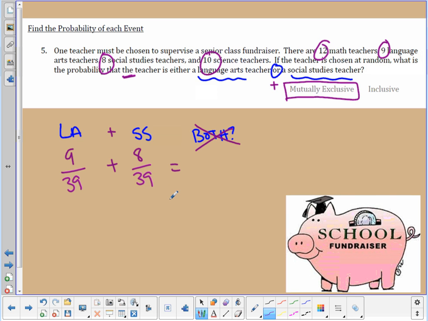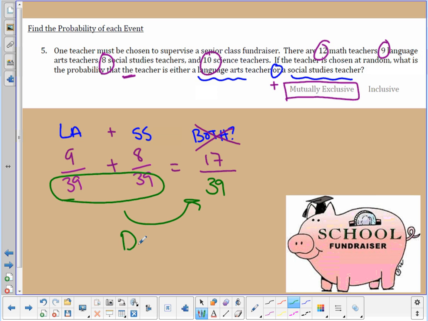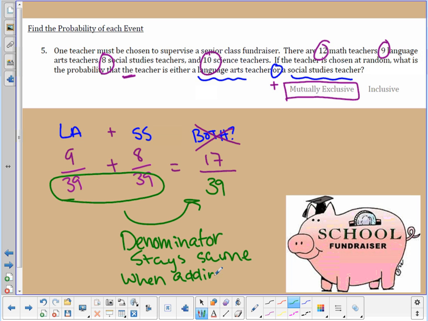So then if I add these two together, I have 9 plus 8, which is 17. And when we add fractions, I see this mistake all the time. When you add fractions, the denominator stays the same. If you need to write that down, write it down. Denominator stays the same when adding fractions. Common mistake that I see a lot. People want to add those denominators together.